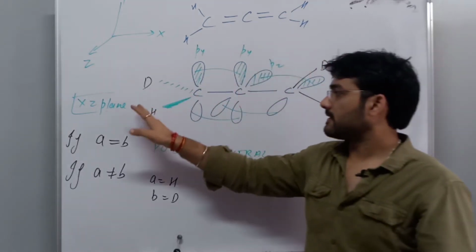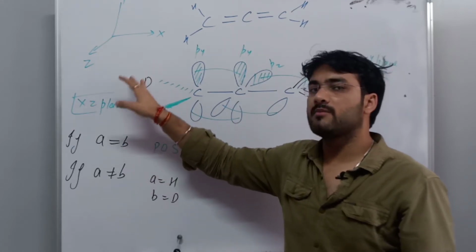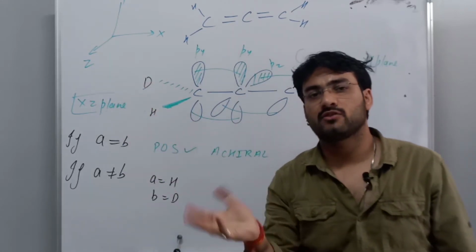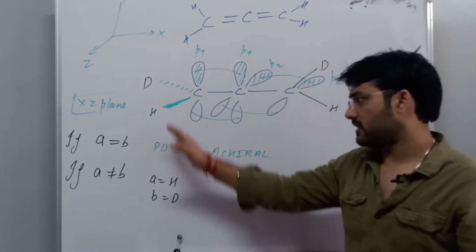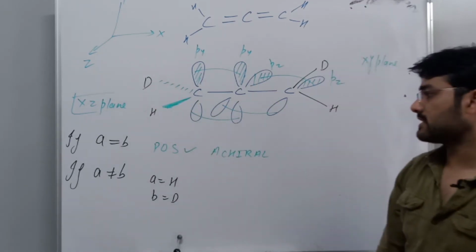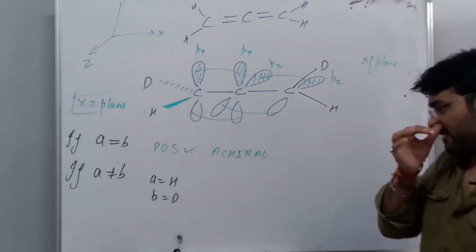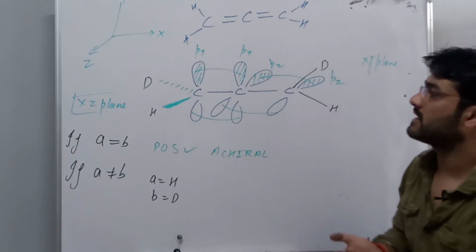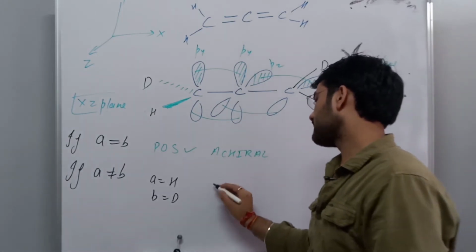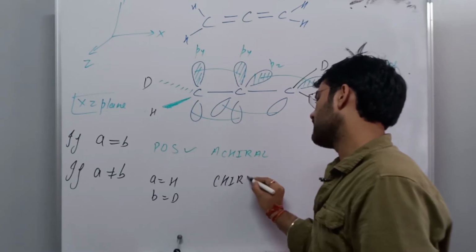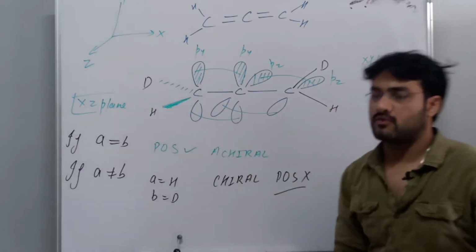But what about here? The image of H forms on D, or the D image forms on H. It is not the same. It means that there is no central symmetry, or sorry, in this case there is no POS if A and B are not the same. If A and B are not the same, no planar symmetry will exist here. It means that it becomes chiral. Why is this happening? Because there is no POS or S existing now in this compound.